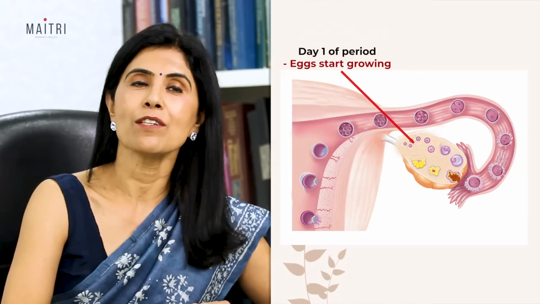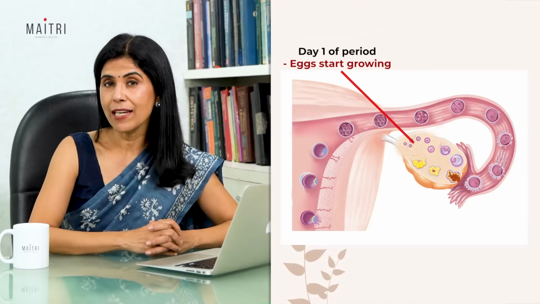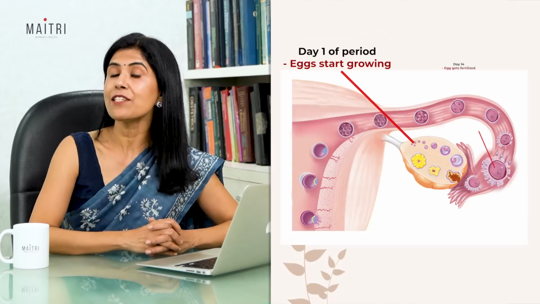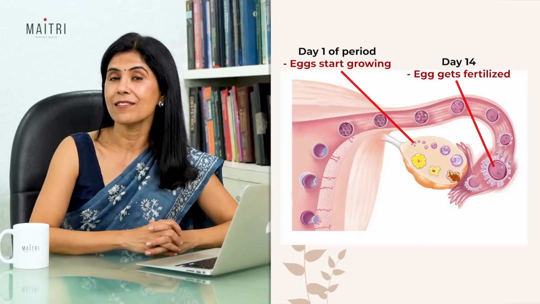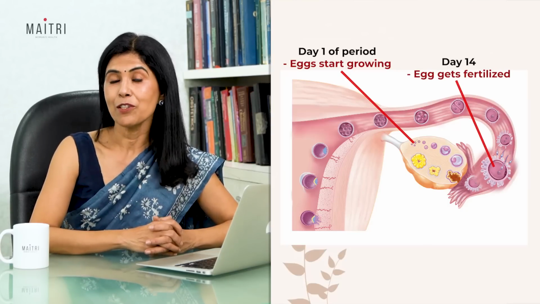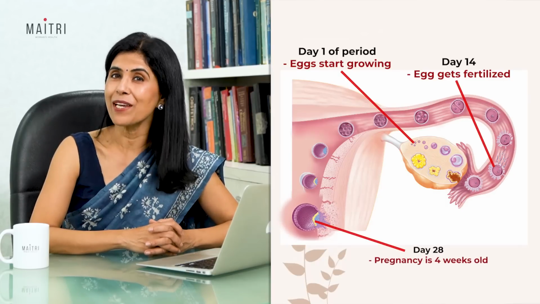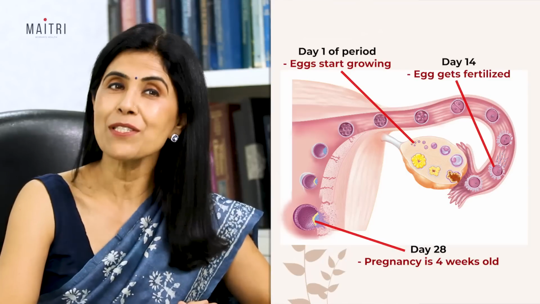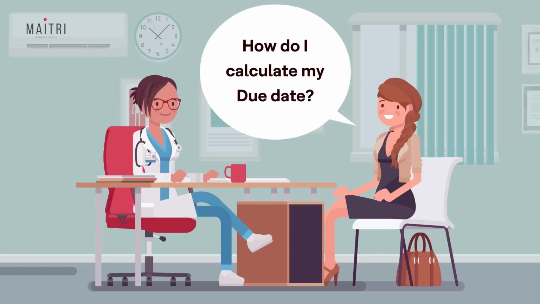That's all right. In a 28 days cycle, on day 1 of the period, the egg starts to form in one of the ovaries. When it ovulates and it gets fertilized, it is already 2 weeks old, and when you miss your period, your pregnancy is already 4 weeks old. That's why when you miss your period, now the second month has already started and your pregnancy is already 4 weeks old. How can I calculate my due date?